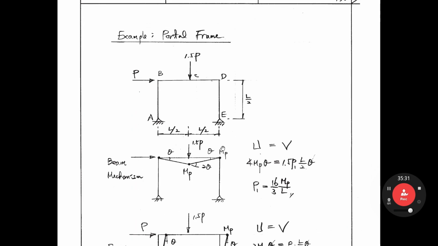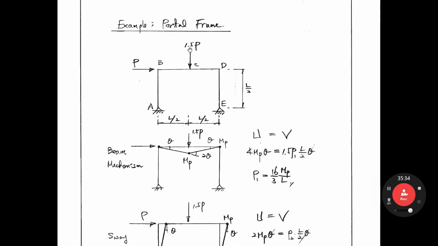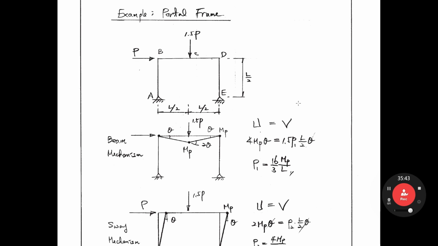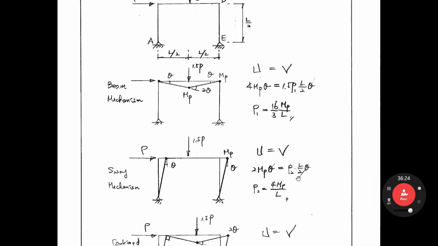That is the procedure. How about this portal frame? For this example, 1.5 P, then this P. Firstly, we get the beam mechanism. We consider plastic hinges forming here, here and here, and it will collapse. It is called the beam mechanism. If you assume theta here, then this one is theta, this one is 2 theta. The internal work is MP, MP, MP times theta, theta, 2 theta, so 4 MP theta, equal to P times 1.5 times this displacement. Then you can get P1, the collapse load.